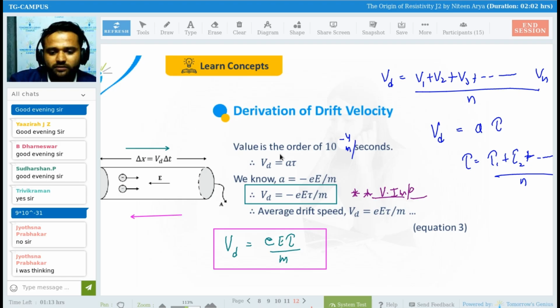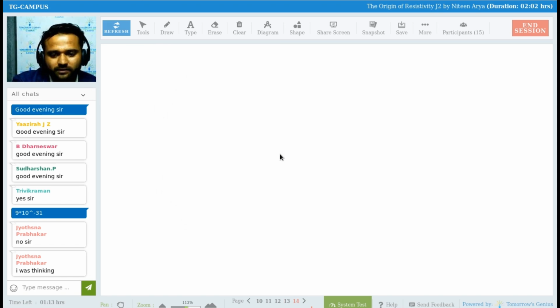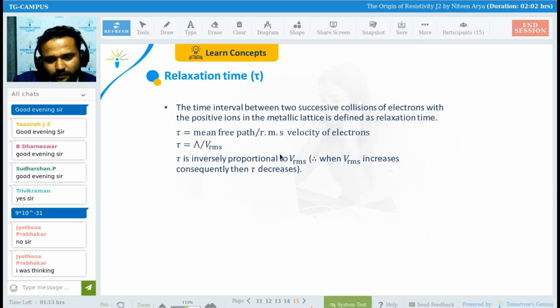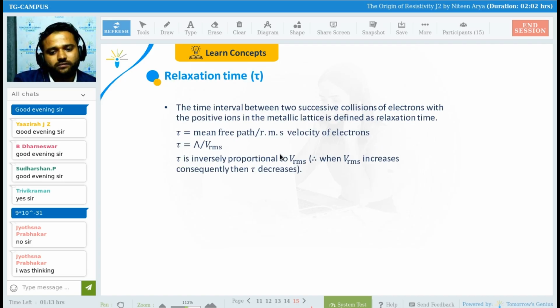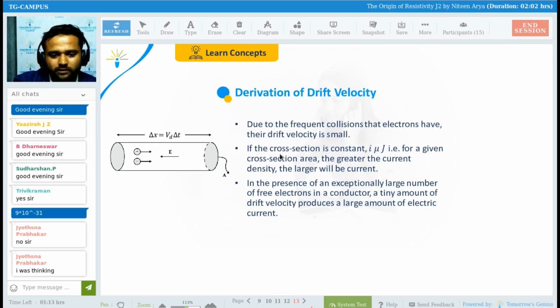Okay, so that is your this thing. Moving ahead: derivation of drift velocity with mu and j. Now there is another relation, I equals nAvd or something like this. This is the relation between your drift velocity and mobility. So this is another important relation.